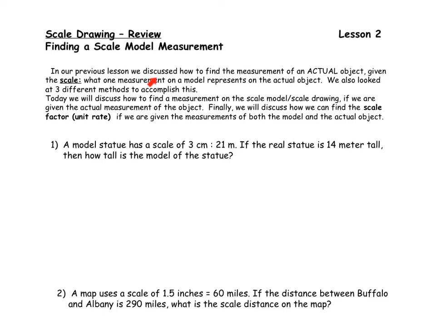In our previous lesson, we discussed how to find the measurement of an actual object given the scale, what one measurement on a model represents on the actual object. We also looked at 3 different methods to accomplish this. Today we will discuss how to find a measurement on the scale model or scale drawing if we are given the actual measurement of the object. Finally, we will discuss how to find the scale factor, which is also the unit rate, if we are given measurements of both the model and the actual object. So let's get going.